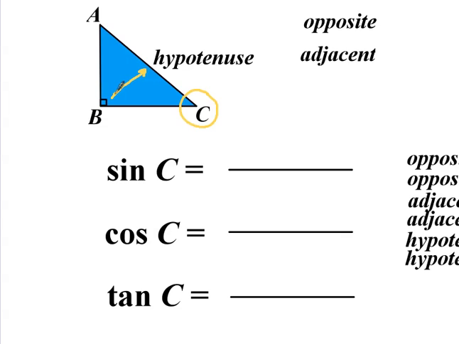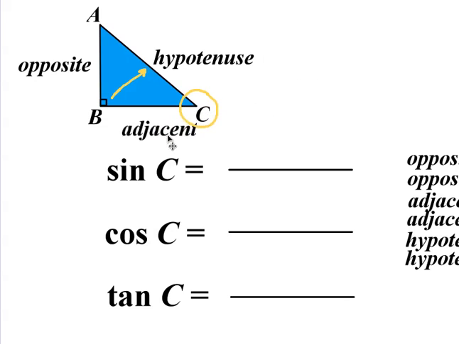Now notice my other two words, opposite and adjacent. If I'm referring to angle C, what side would be opposite angle C? The side, which one, the vertical or the horizontal? Vertical, you're right. So this is opposite because notice it's opposite the angle. Adjacent is the side that always touches the angle. Now that changes depending on what angle you're looking at.